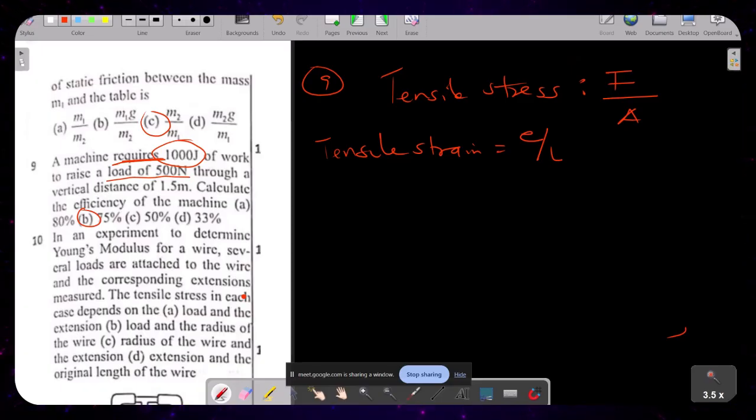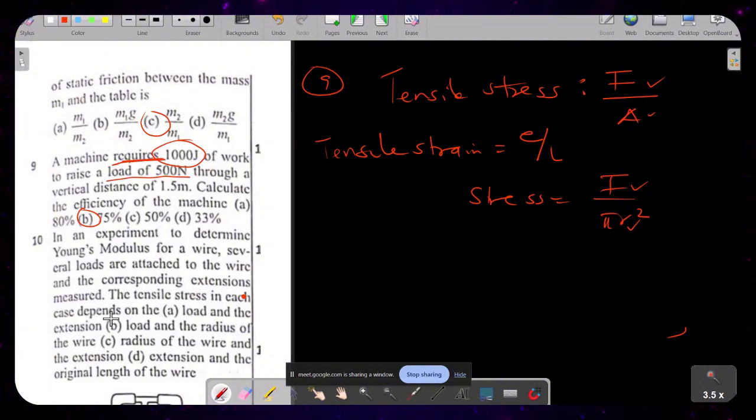Since it is force over area, what exactly are we going to have? This tensile stress depends on your force and on area, and the formula for area is pi r squared. So you see that the stress is dependent on the force and the area, and the formula for area involves the radius. So it depends on the force, and it also depends on the radius of the wire.